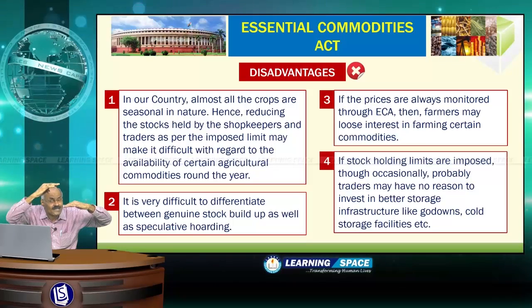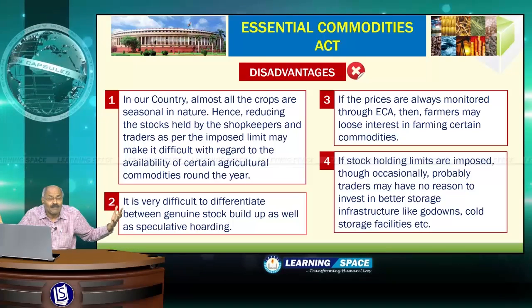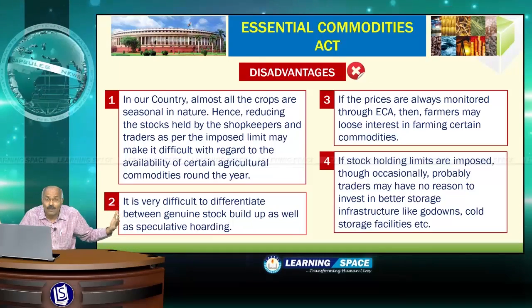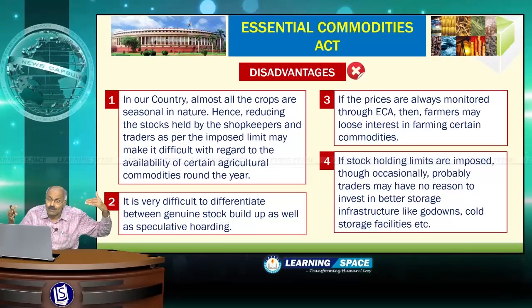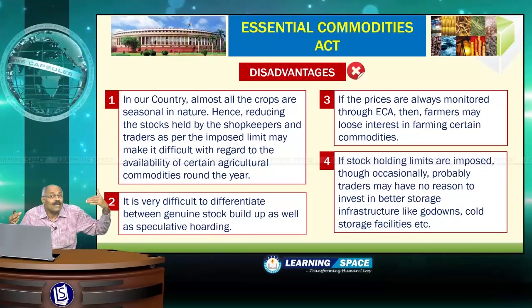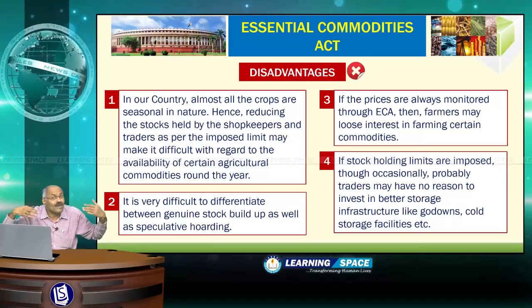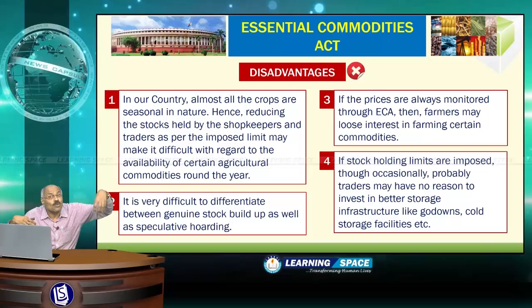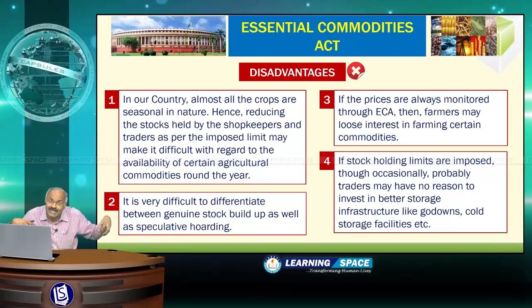And because of this reason, sometimes government may not be able to decide which commodity is to be brought under Essential Commodities Act. Then fourth one is, if stock holding limits are imposed, traders may have no reason to invest in better storage infrastructure like godowns, cold storage facilities.